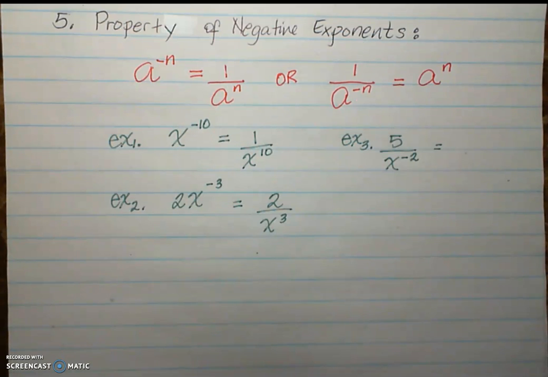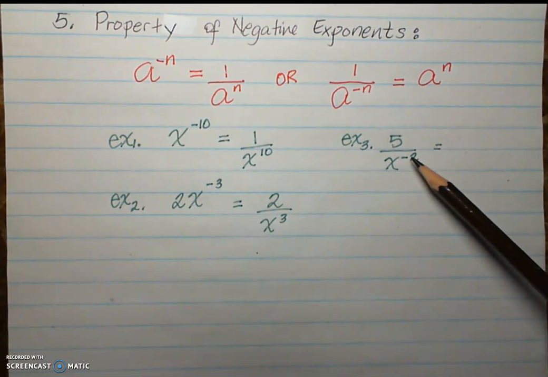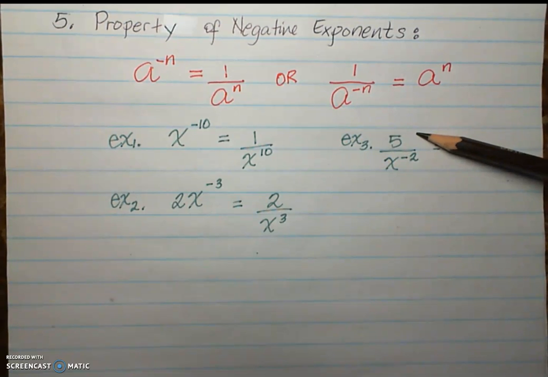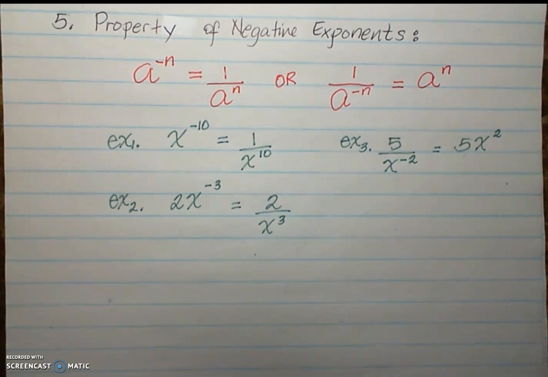Example number 3: 5 over x to the power of negative 2. So again, that has a power of negative 2, and we'll have to move it to the numerator in order for the negative to become positive, which will be equal to 5x squared.